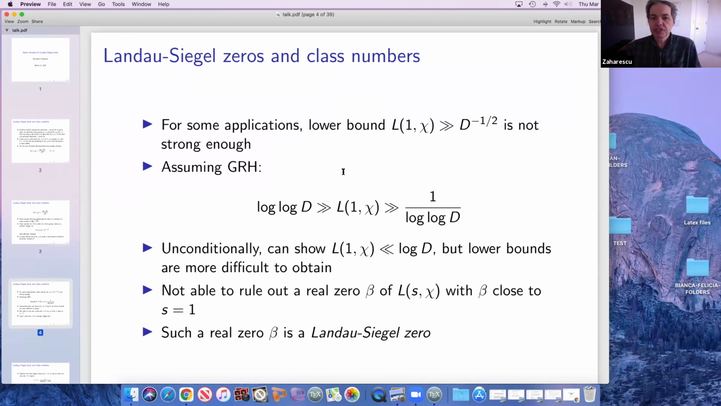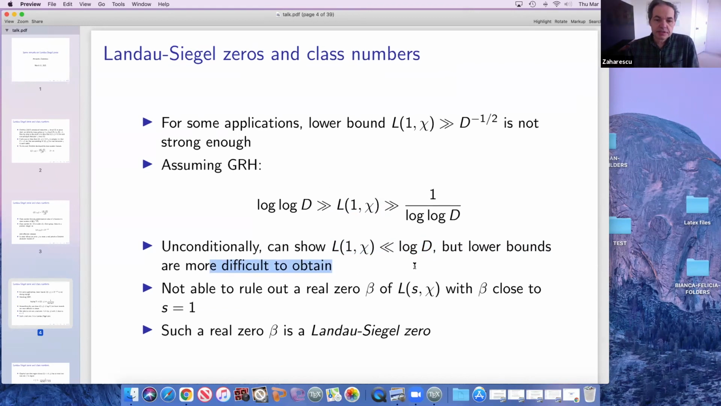But for some applications, this lower bound is not strong enough. Assuming the generalized Riemann hypothesis, then one knows that L(1, χ_d) is between, say, 1 over log d and log d, with some absolute constants here. But unconditionally, it's much easier to get an upper bound. And we have an upper bound of this form: L(1, χ_d) is less than or equal to an absolute constant times log d. But lower bounds are much more difficult to obtain.